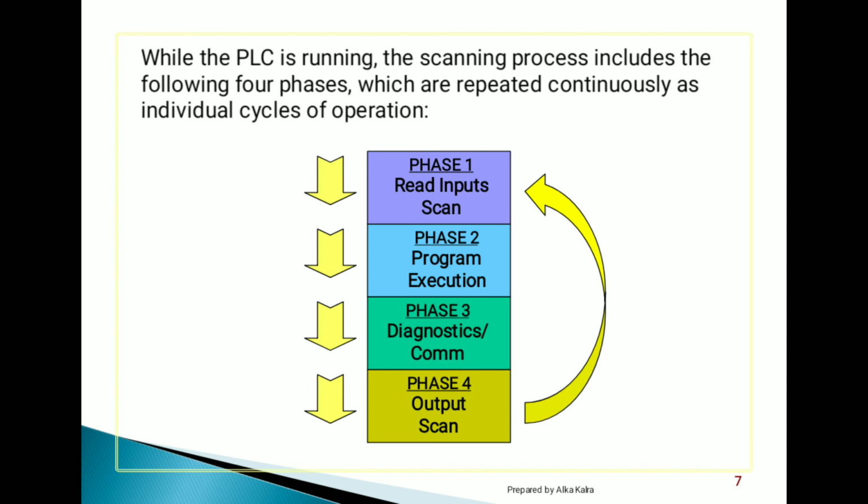So we can see the PLC operation here in a single diagram. While the PLC is running, the scanning process includes 4 phases. In phase 1, we are reading the input scan. In phase 2, program execution happens. In phase 3, diagnostic and communication checks happen. In phase 4, the output scan happens. After phase 4, phase 1 repeats again. So this is called PLC operation.